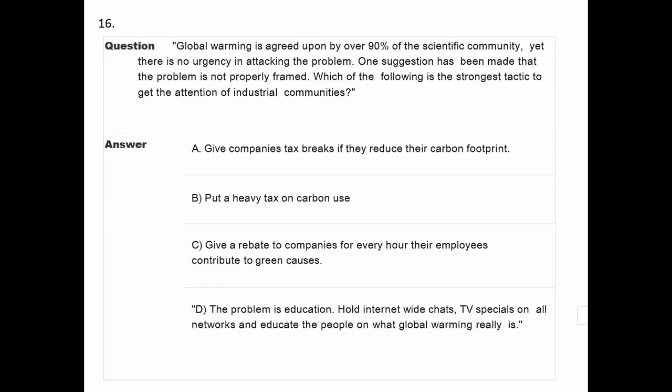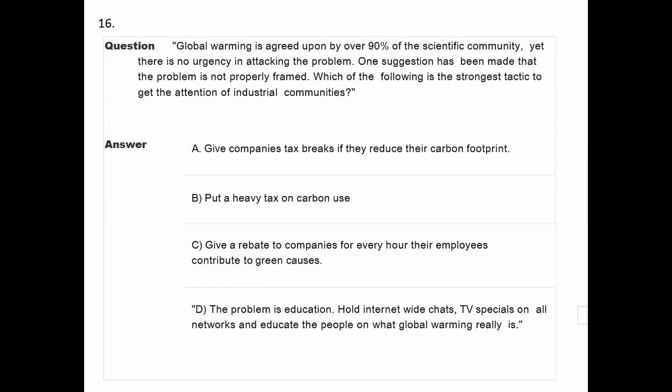Global warming is agreed on by over 90% of the scientific community, yet there is no urgency in attacking the problem. One suggestion has been made that the problem is not properly framed. Which of the following is the strongest tactic to get the attention of industrial communities? I used to have much harder framing questions. I decided to go for this one.